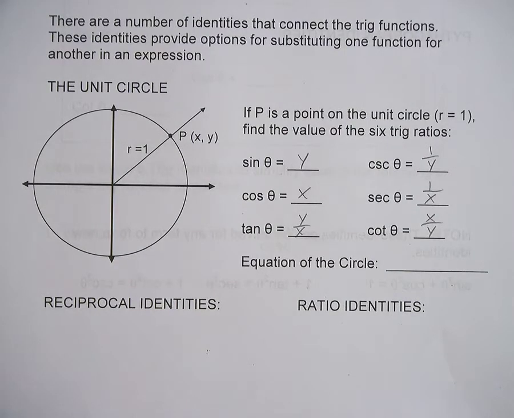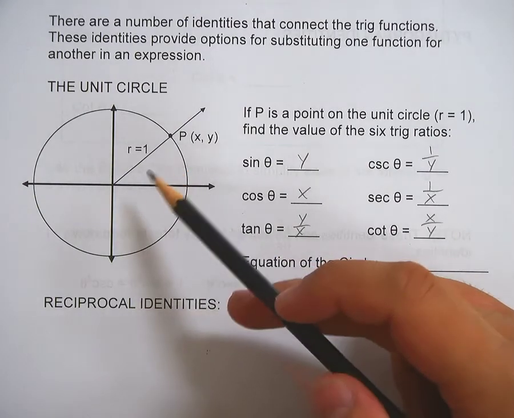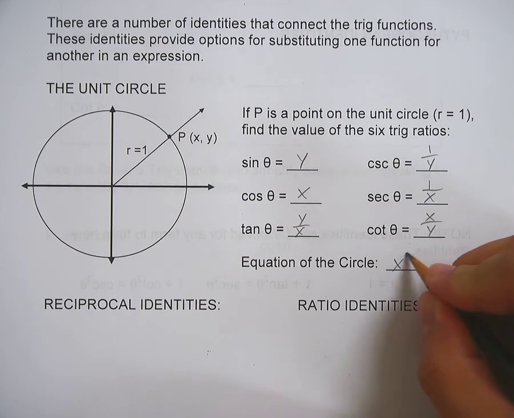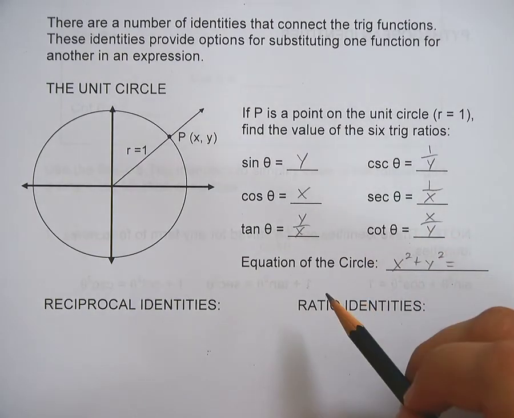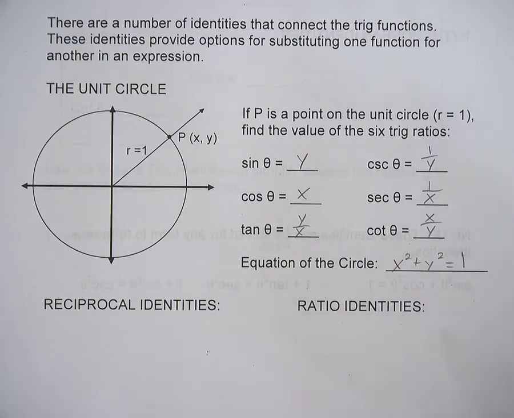Okay, so the equation of this unit circle, you may remember this from geometry. If not, remember your center is 0, 0, so it's going to be x squared plus y squared equals your radius squared, which our radius here is just 1, so 1 squared is 1. Now that's the equation of our unit circle.